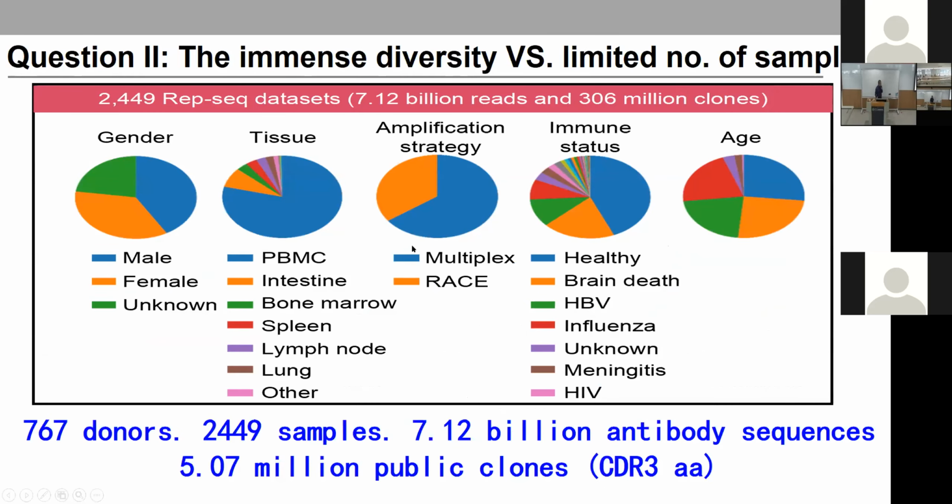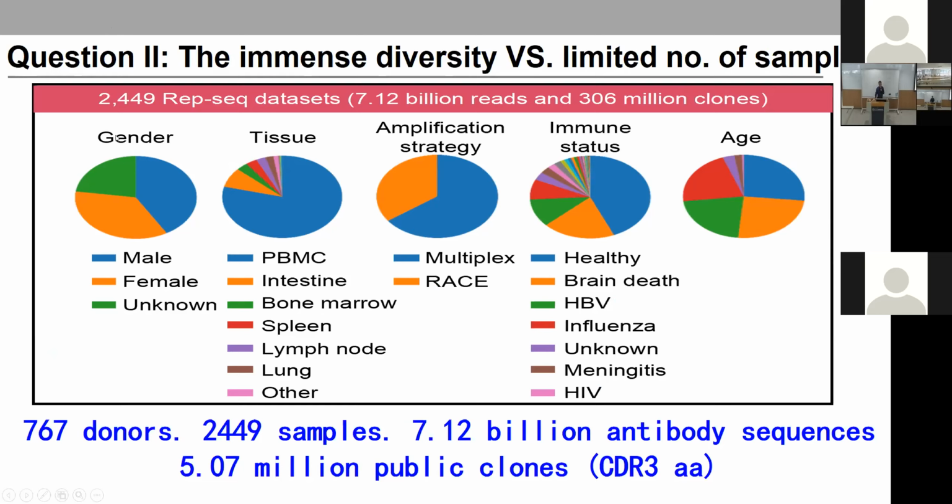Then, because the antibody repertoire is very diverse, the current studies normally take a dozen samples and compare the disease sample against the control. But we think that's not enough. So we collected more than 700 donors, more than 2,000 samples, more than 2 billion antibody sequences. All of them are heavy chains. And we got more than 5 million public clones.